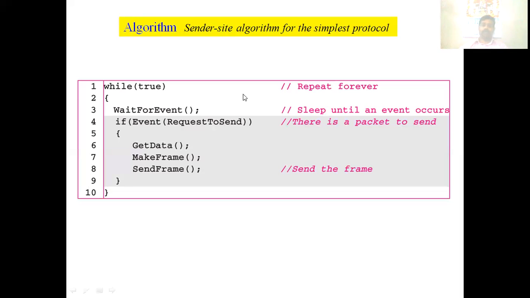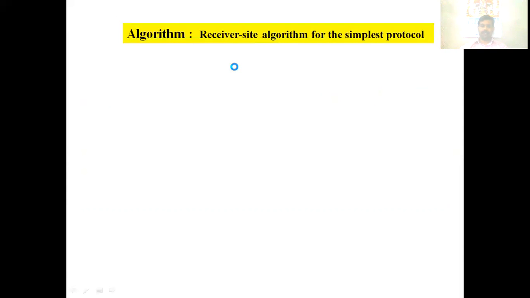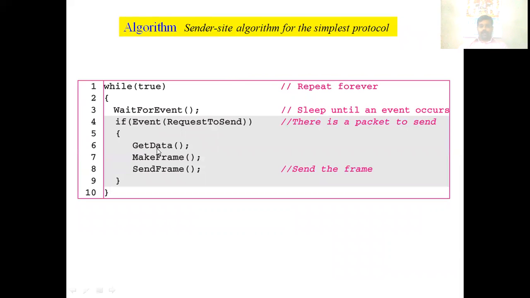First, the algorithm on the sender side. The data link layer waits for an event. If the network layer requests some data to send, it will get the data, make the frame, and send the frame. This is the algorithm on the sender side of the simplest protocol.